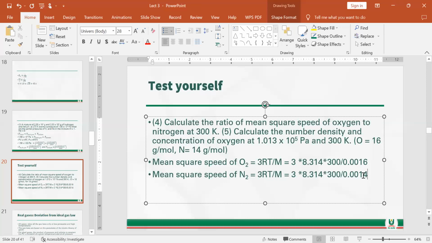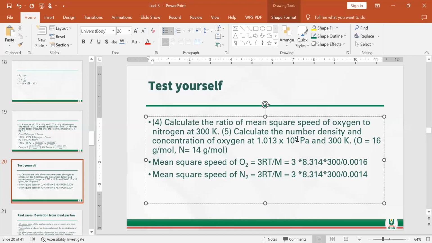Do you understand me? So the question now: calculate the ratio of the mean square speed of oxygen to nitrogen at 300 Kelvin. You have calculated that of oxygen, you have calculated that of nitrogen. So what do you need to do? You take the ratio, the value you have here divided by the value you have here. That solves the problem.